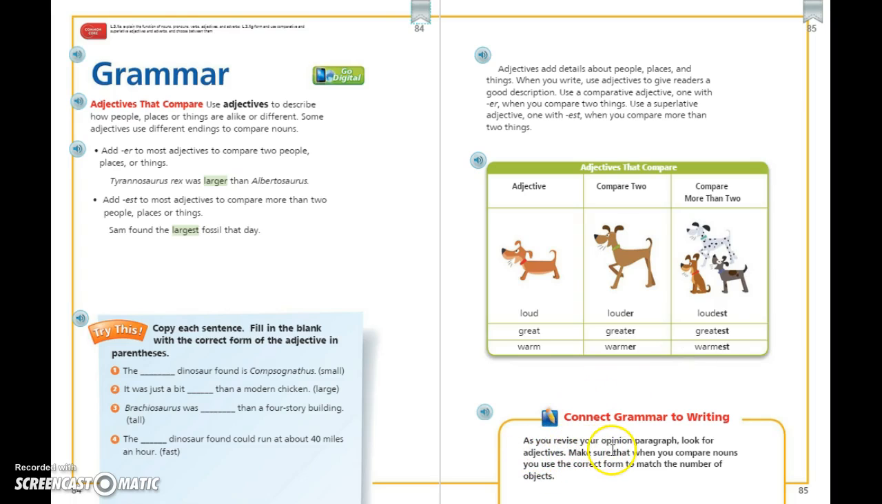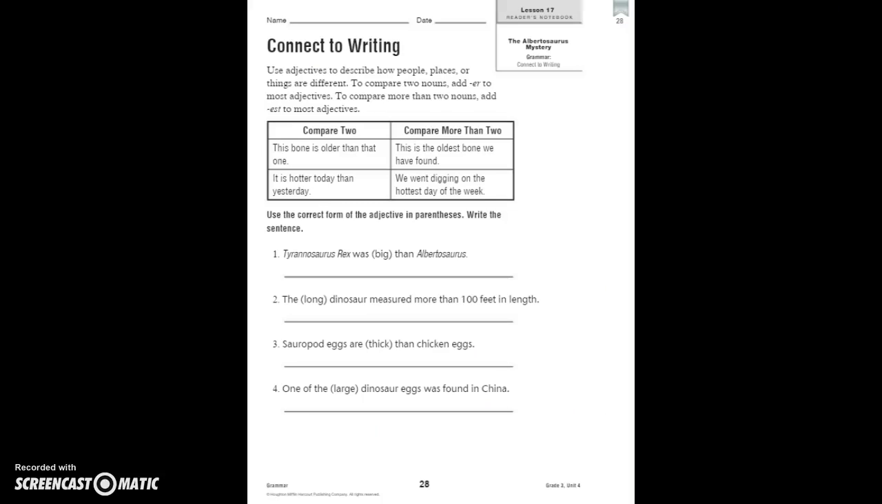As you revise your opinion paragraph, look for adjectives. Make sure that when you compare nouns, you use the correct form to match the number of nouns. For extra practice, please turn to page 28 in your reader's notebook.